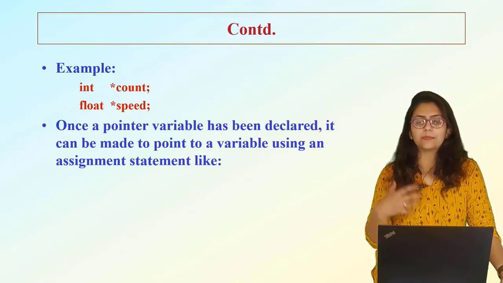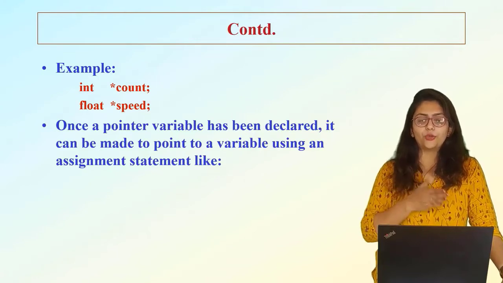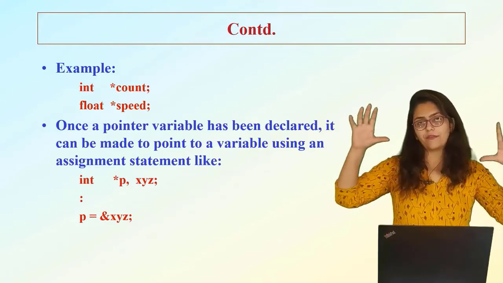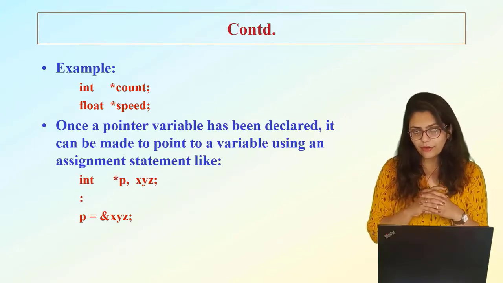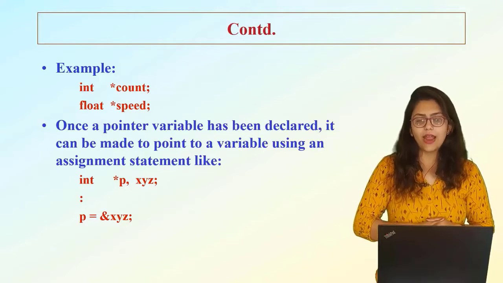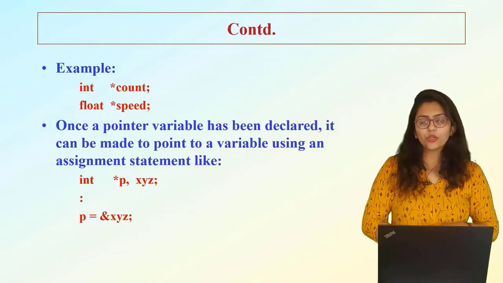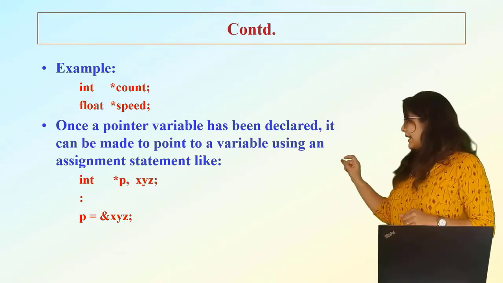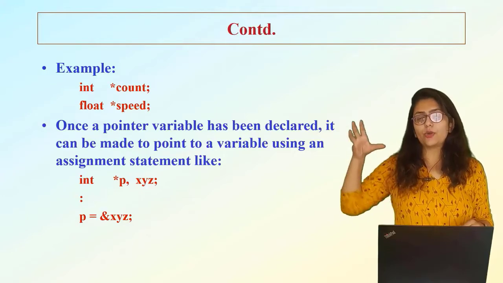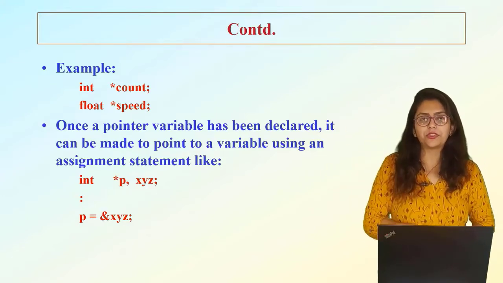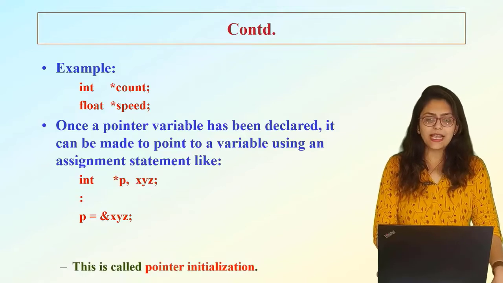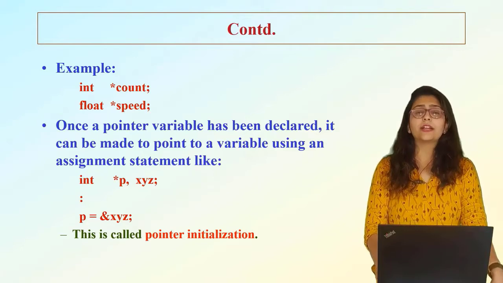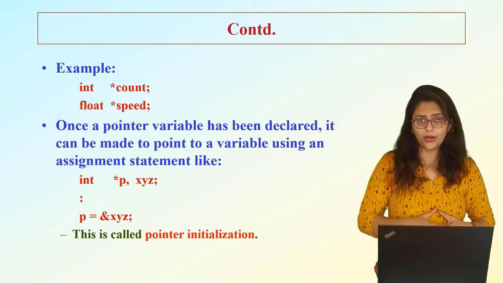Once a pointer has been declared, it can be made to point to a variable using assignment. Once you have declared a pointer, you have created a space to store an address. You can assign a value by using the & sign. Here I have written p = &xyz. That means &xyz is the address of xyz, so the address of xyz is assigned to pointer p. This is how you can do assignment to a pointer. This is called pointer initialization. So this is all about the theory of pointers.